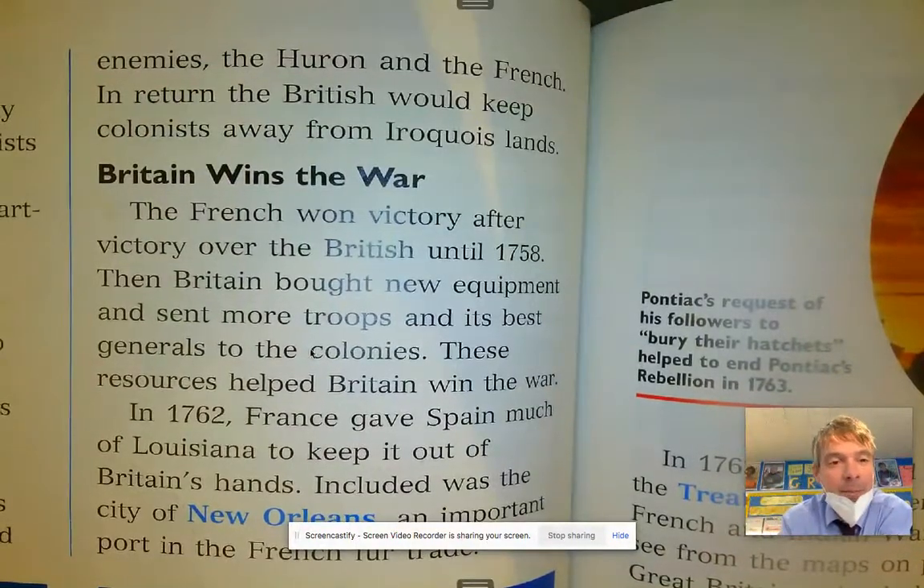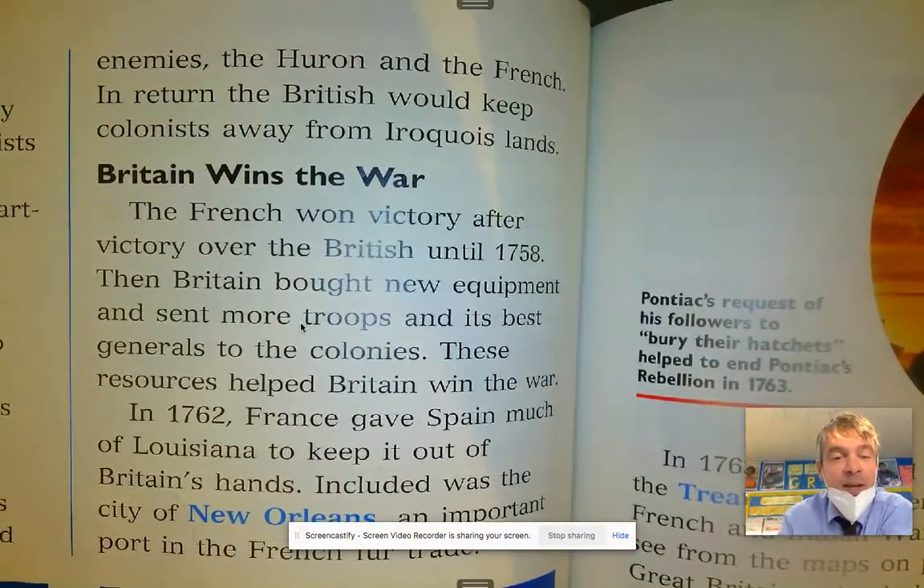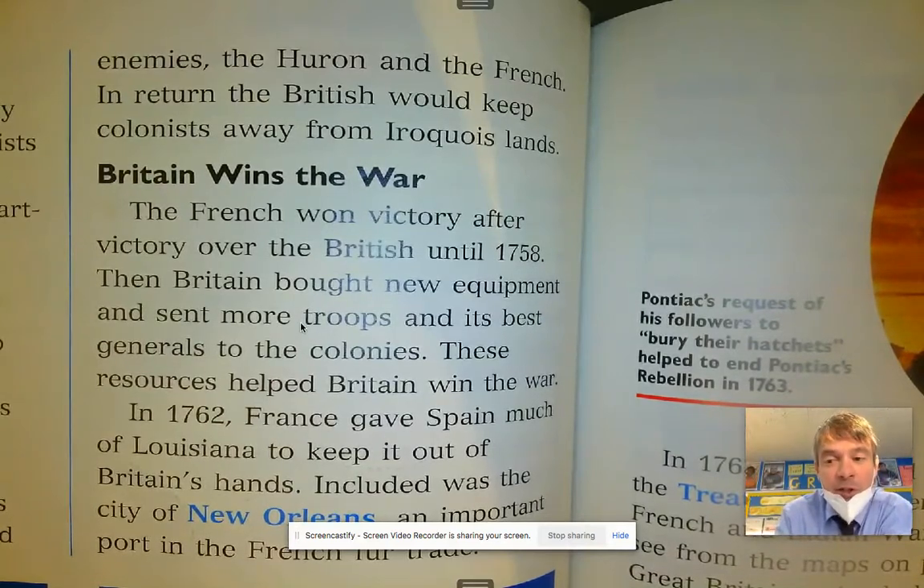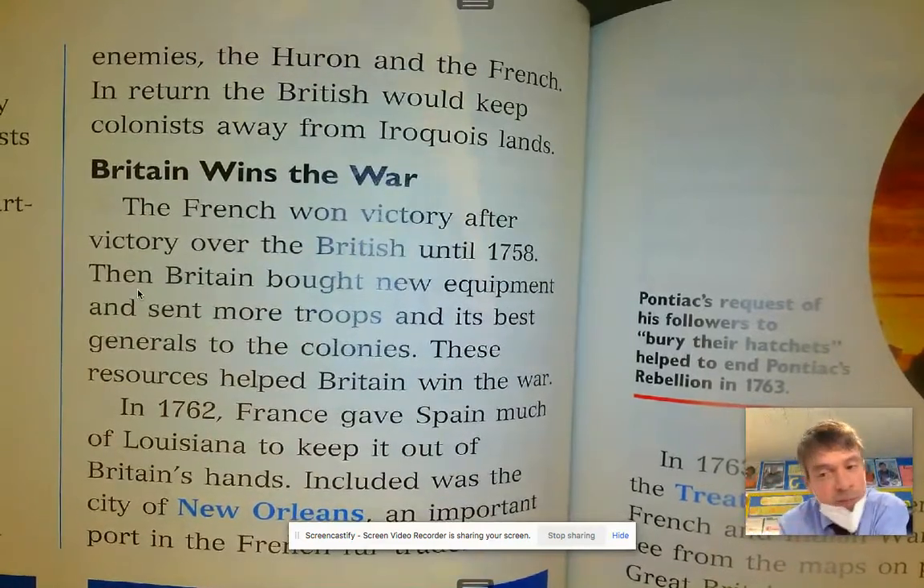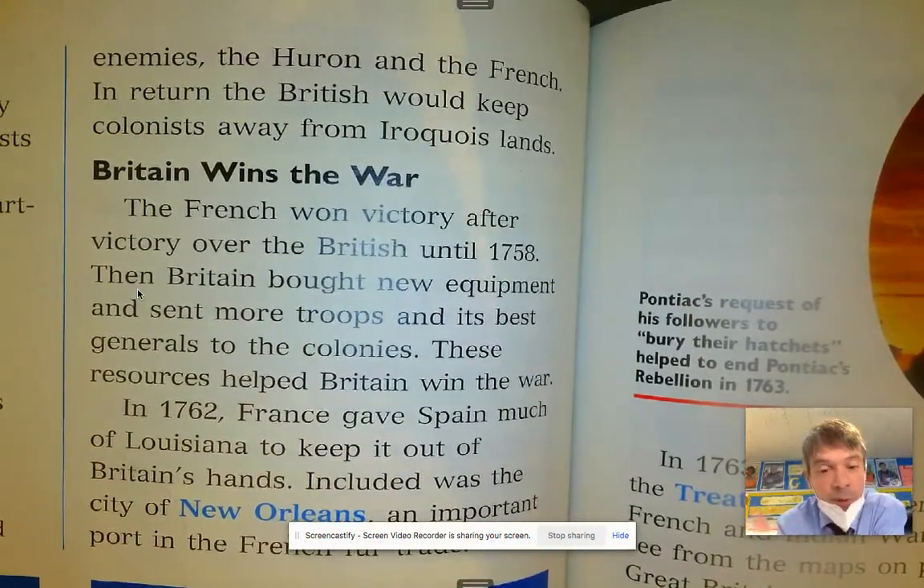Now we see what happens. Britain wins the war. The French won victory after victory over the British until 1758. So this is saying the French were beating the British. Then Britain brought new equipment and sent more troops and its best generals to the colonies. These resources helped Britain win the war. So eventually this is saying Britain won the war. They weren't winning at first, but they won.